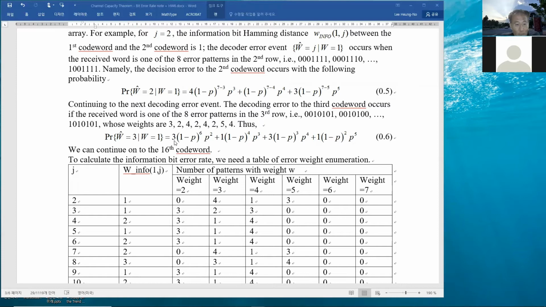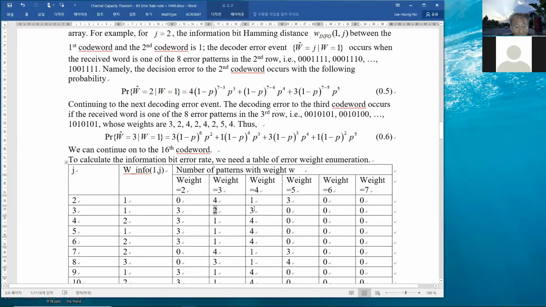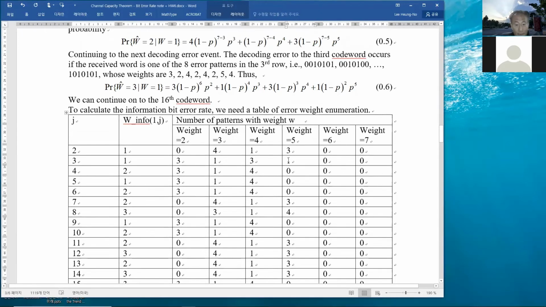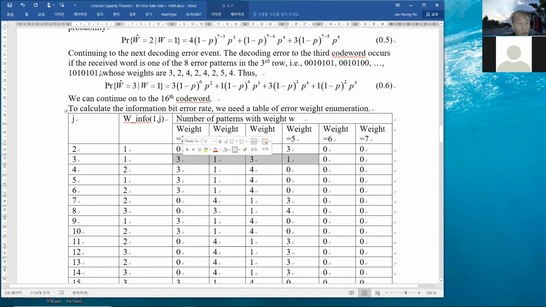And then for the third code word, starting from 2 3 1 3 1. Okay, starting from 2, 3 1 3 1. I made a mistake. So my result is going to be a little bit off, but since this is a small mistake, I don't think it will affect the final answer too much.